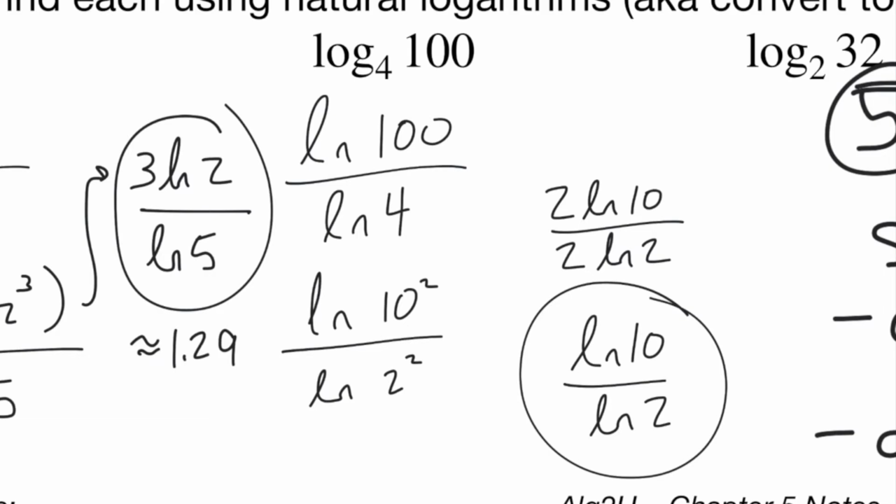The log base 4 of 100, you get the natural log of 100 over a natural log of 4. You can change it to whatever base you want, the natural log or base 10. So we get natural log of 10 squared, and then natural log of 2 squared. That becomes 2 natural log of 10 over 2 natural log of 2. Canceling out the 2's, you get natural log of 10 over natural log of 2.